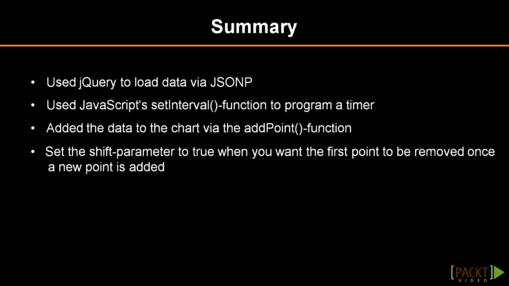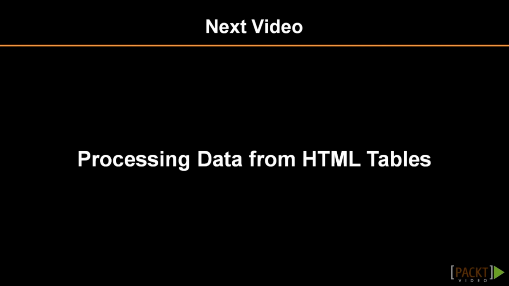AJAX and JSON-P. From this data, we extracted the current stock price and added it via the addPoint function provided by Highcharts. To have a nice-looking chart, we used the shift parameter to have the first point removed once a new one is added. In the next and last video of this course, we're going to see how to load data from an HTML table.